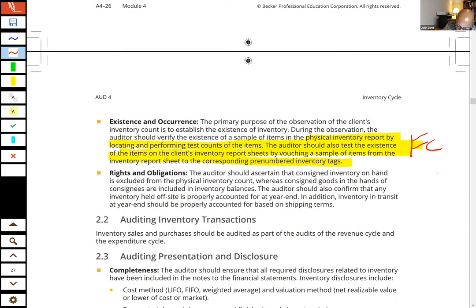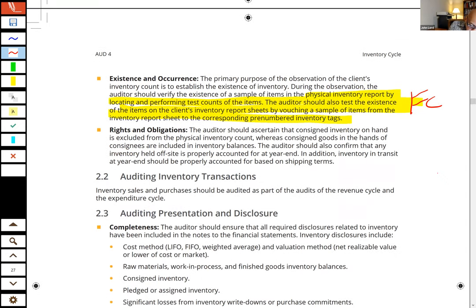Okay, rights and obligations. If there is some sort of consignment inventory on hand, it is excluded. At the same time, what if we have stuff out on consignment? If it's consigned inventory on hand, it needs to be excluded. If we have things that are on another company's premises that are out on consignment, then those have to be included, right? You can flashcard that.